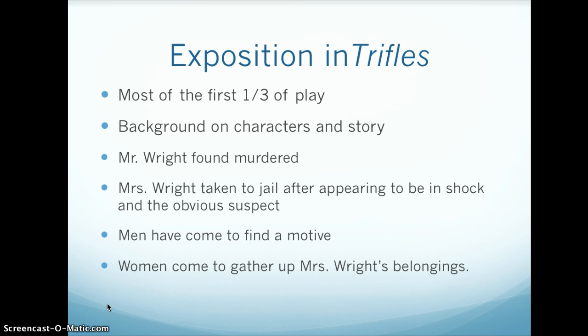In that one-third of the play, we find out the background of the characters. We find out that Mr. Wright was murdered, that Mrs. Wright's been taken to jail after appearing to be in shock, and she's obviously the suspect that the police are looking to pin the murder on. But there's no motive. So the men have come to the farmhouse to find the motive. The women have come to gather up some of Mrs. Wright's belongings and take them back to her.